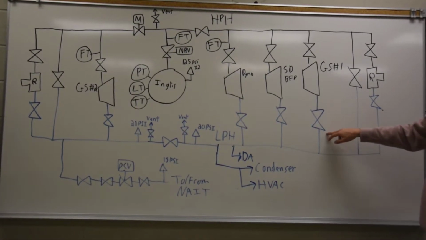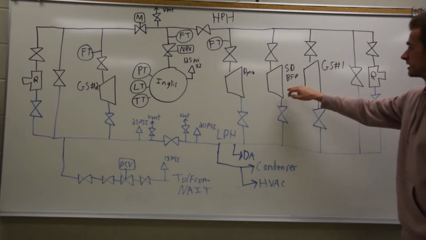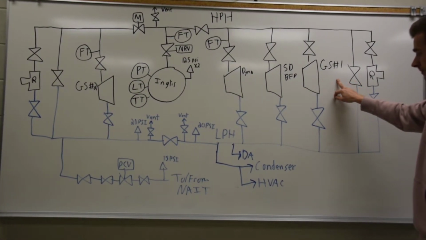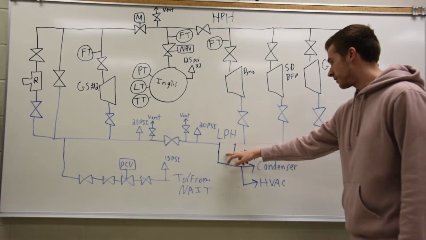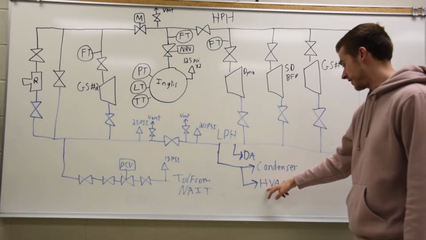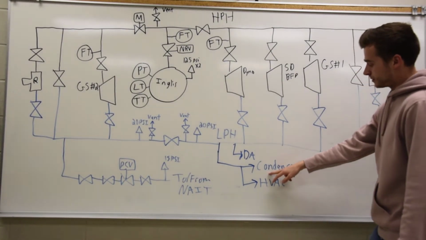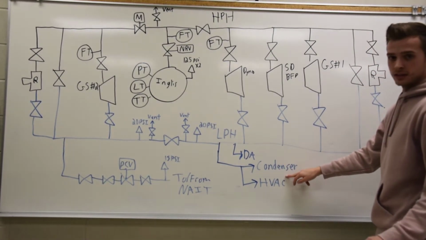On the way back, we have isolation valves leading to the dynamometer, steam-driven boiler feed pump, and genset number 1. We have a branch going off to the aerator. We have a branch going off the low pressure header into the condenser and the HVAC. The low pressure steam goes to the condenser to be turned back into water to be reused in the boiler feed water system.